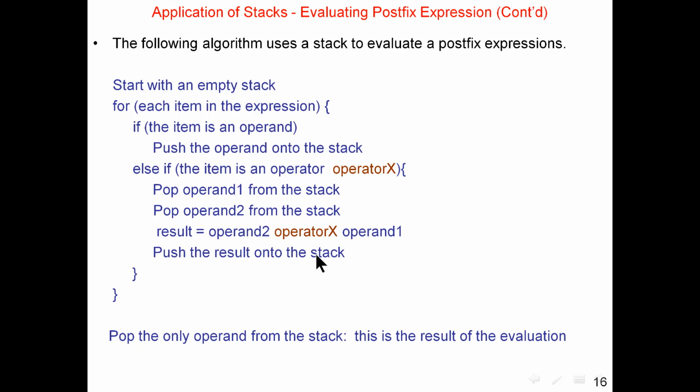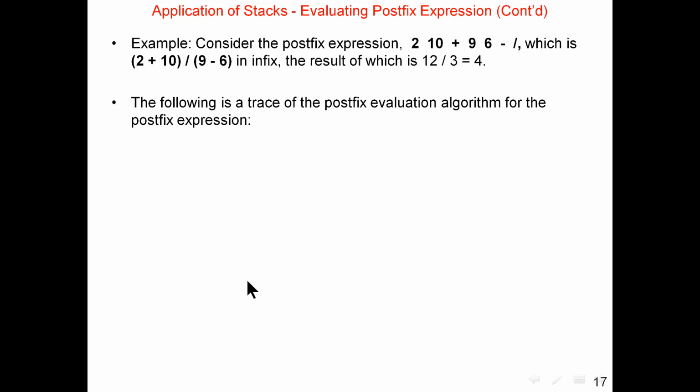That means if you are getting an operand, you push that operand, meaning the number you want to add or multiply or divide, whatever, that is an operand. I'm going to show you the simulation. So operand means you push, operator means you pop, then do the operation between the operands, and the final result you also push. So the only operand left in the stack is the result of the evaluation.